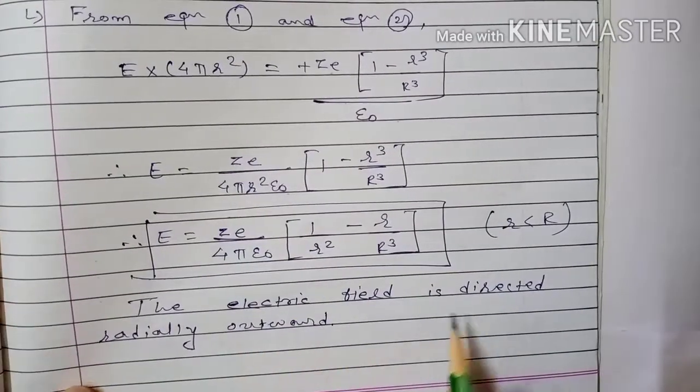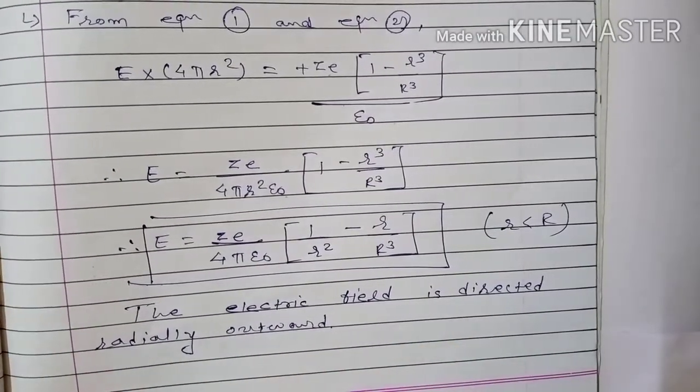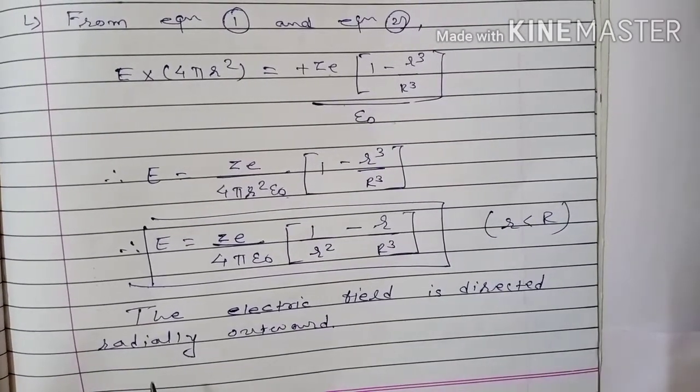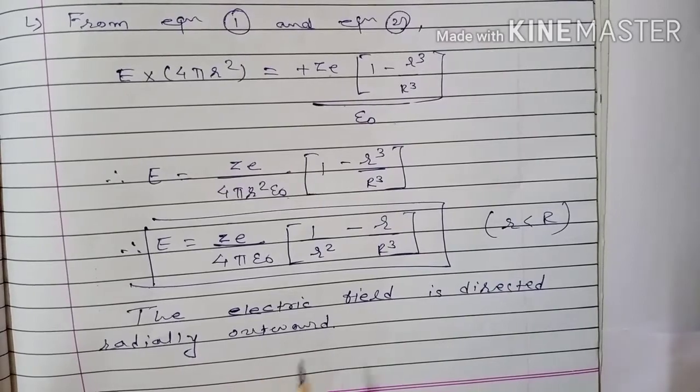The electric field is directed radially outward because electric field due to positive charge is more than electric field due to negative charge. Therefore, net electric field is radially outward.